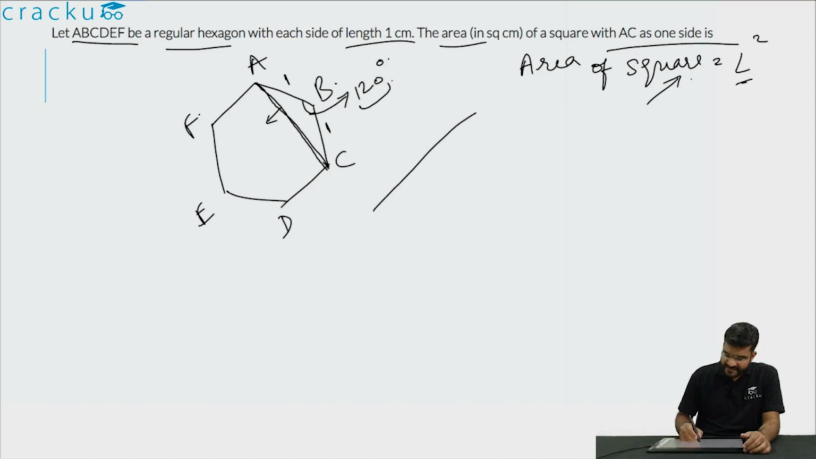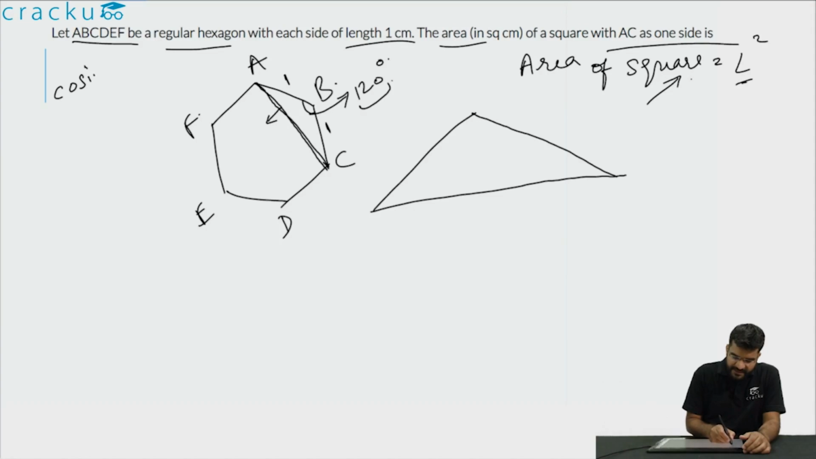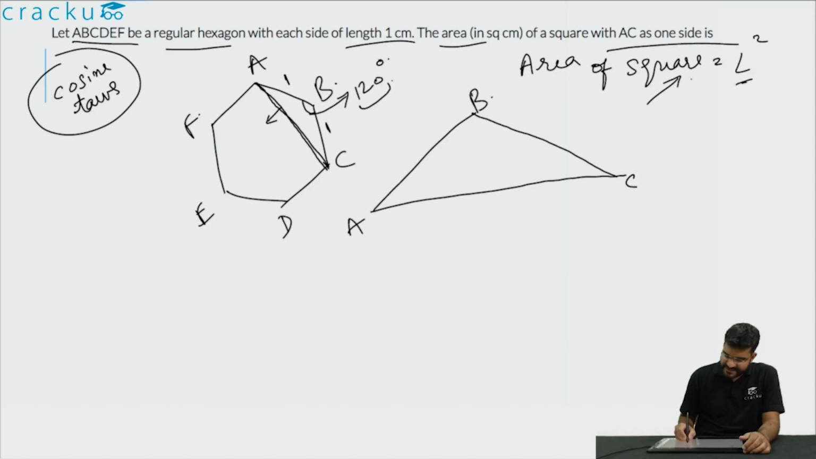We'll just draw ABC for ease of understanding this method. Remember that you can use the cosine rule, cosine law, to calculate the length of AC, but we'll try to not use it because there's a much easier way to calculate it. This is ABC. We know that AB is 1. We know that BC is 1. We'll draw a perpendicular from B to C. Let us assume that this is D.